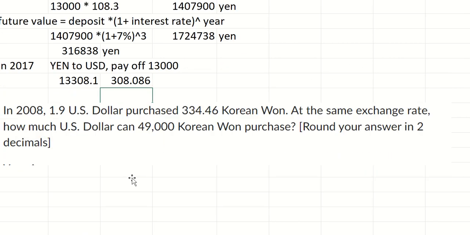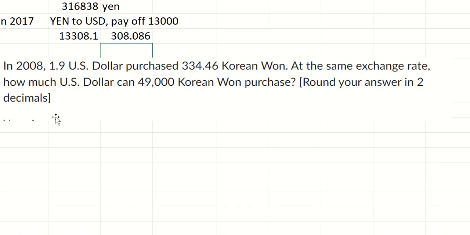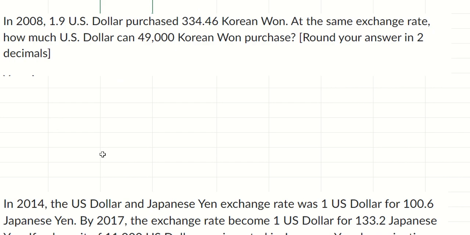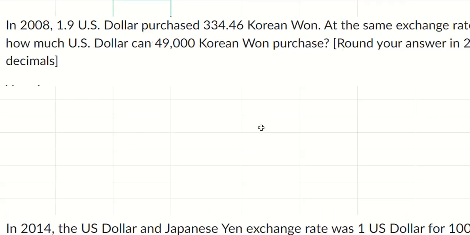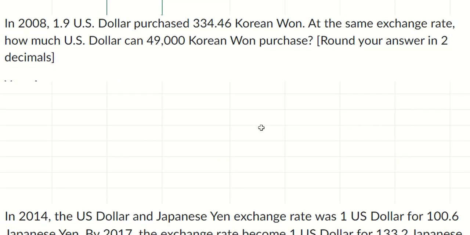Let's look at another one. In 2019, if 1.9 US dollars can purchase 334.46 Korean won, at the same exchange rate, how much US dollars can 49,000 Korean won purchase? So we're going to convert the Korean won into US dollars.